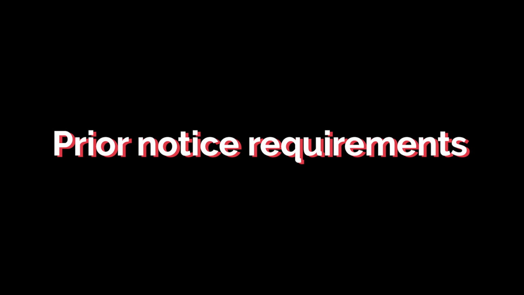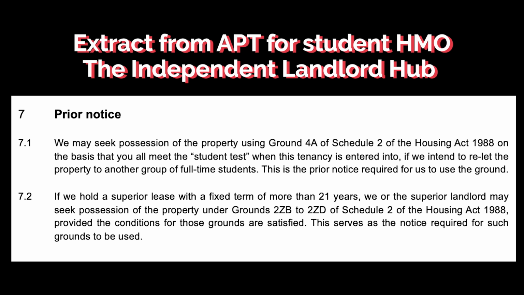Prior notice. For some of the possession grounds, you must have told your tenant at the start of the tenancy that you may use them. This is called giving your tenants prior notice. It's usually included in the tenancy agreement under a prior notice clause. For instance, ground 4A for evicting students in an HMO where a property is required for new full-time students in line with an academic year is one where you need to give prior notice.